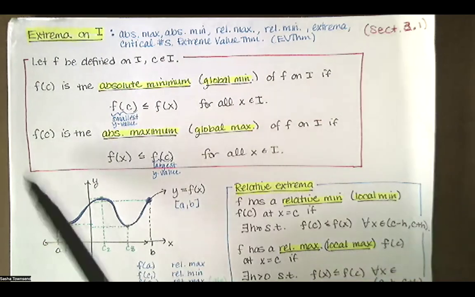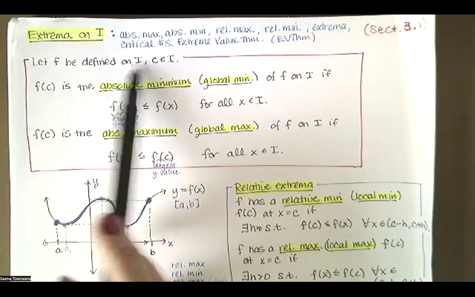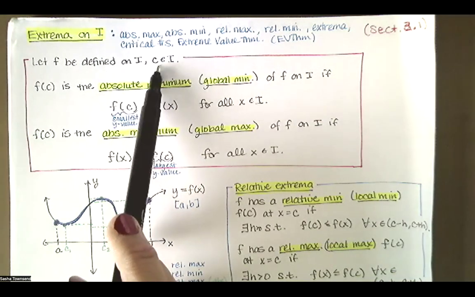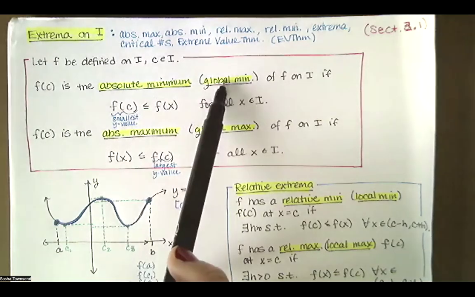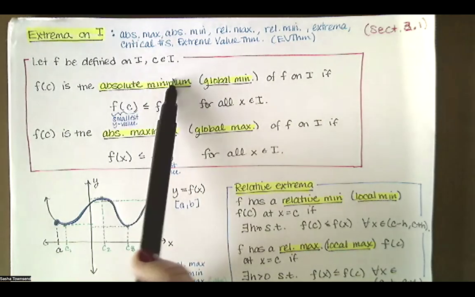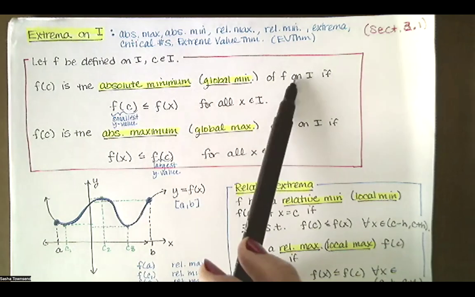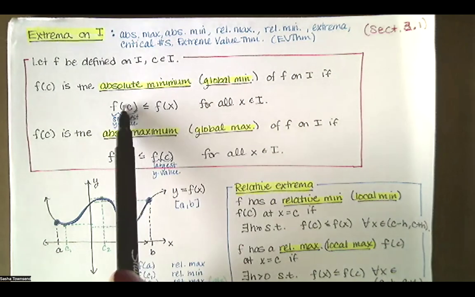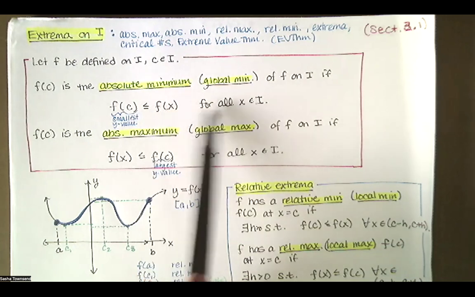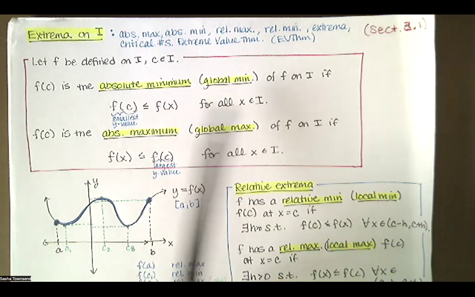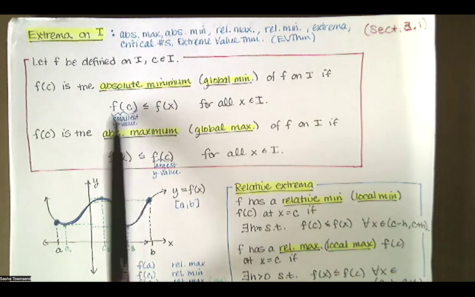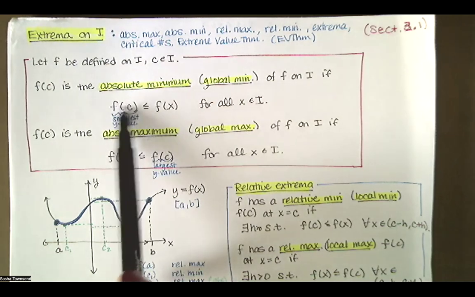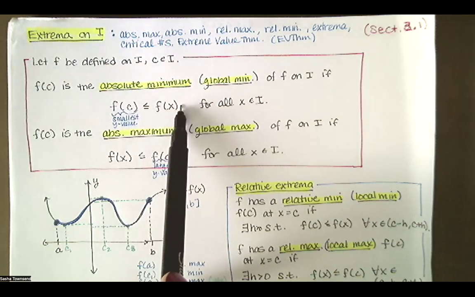So here's the definition. We want f to be defined on an interval I, and we want that interval I to contain the x value of c. F of c is the absolute minimum or the global minimum of f on that interval if f of c is less than or equal to f of x for all x on that interval. Now remember, f of x just represents the y values. So this is just saying that f of c is the smallest y value on the interval because it's less than or equal to all the other y values.